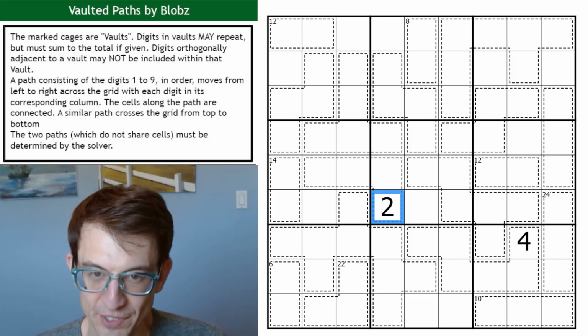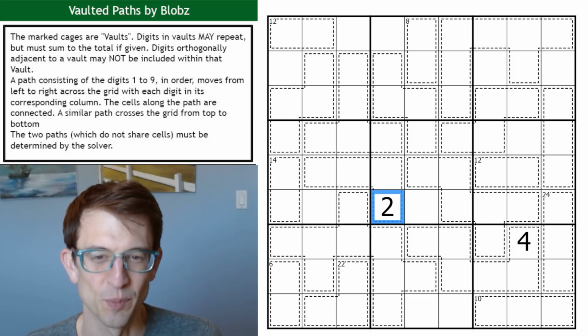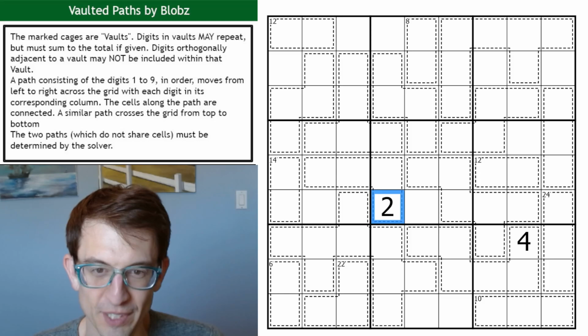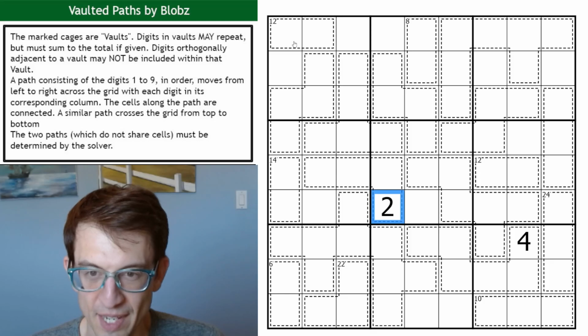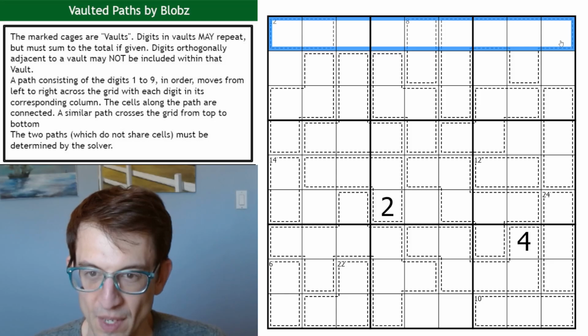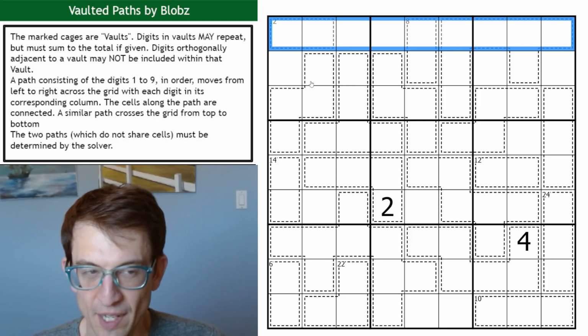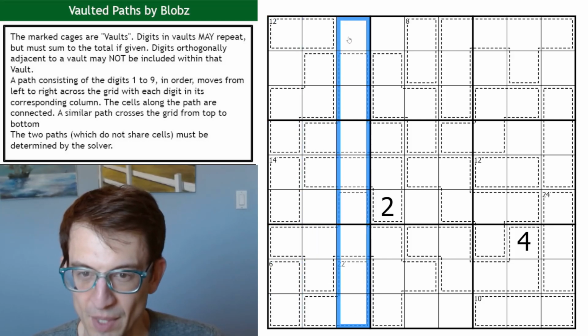And then I have 2 paths that I need to draw, and I abbreviated the rules here a little bit to fit it in a box with reasonable size text, but I'll read the full text as it's written in the puzzle, which is that a path consisting of the digits 1 to 9 in order moves from left to right across the grid, with each digit in its corresponding column. So 1 will be somewhere in column 1, 2 in column 2, 3 in column 3, etc.